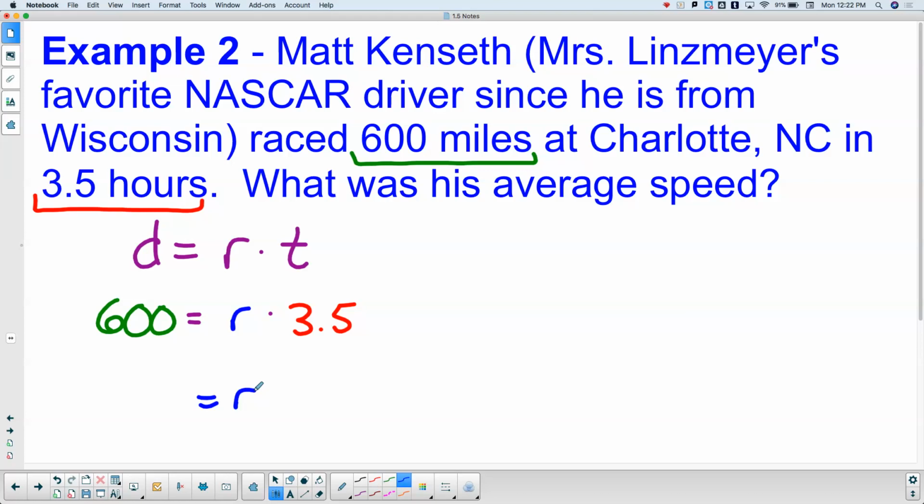How many decimal places do you want to go? Two or three? More the merrier, right? But we don't want to get too crazy and go like 9. All right, so let's go 2 decimal places. So what do you got for me? 171.43. And then we would add the miles per hour on that, yes.